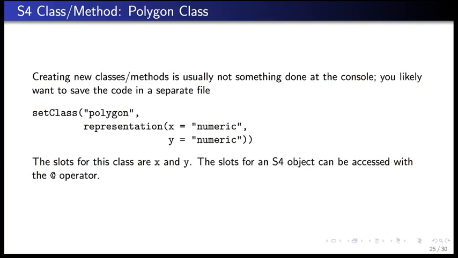And so I have two slots in this polygon. One is called X, and the other is called Y. Both X and Y are numeric objects, or in this case they're going to be numeric vectors. X is going to store the X coordinates of the vertices, and Y is going to store the Y coordinates of the vertices. And so that's basically it. It's very simple. It's a simple polygon class. It's definitely not the only way that you could have defined it. There are other ways you could have defined it, but that's the way I've decided to define it.